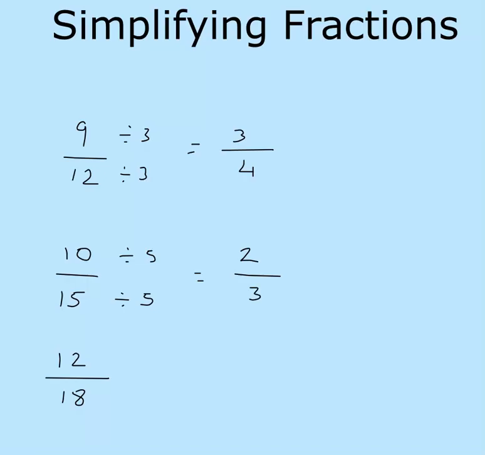12 over 18, you can see that the highest factor you would be able to find between 12 and 18 would be 6. So we can divide top and bottom with 6. And 12 divided by 6 is equal to 2. And 18 divided by 6 is equal to 3. Keep splitting the numerator and the denominator into their factors, and then find the highest common factor each time you do these kinds of questions. Eventually you'll not need to do that once you get more confident with it.